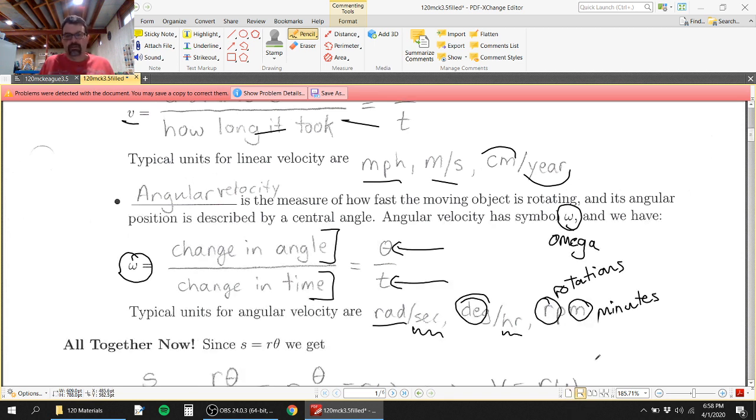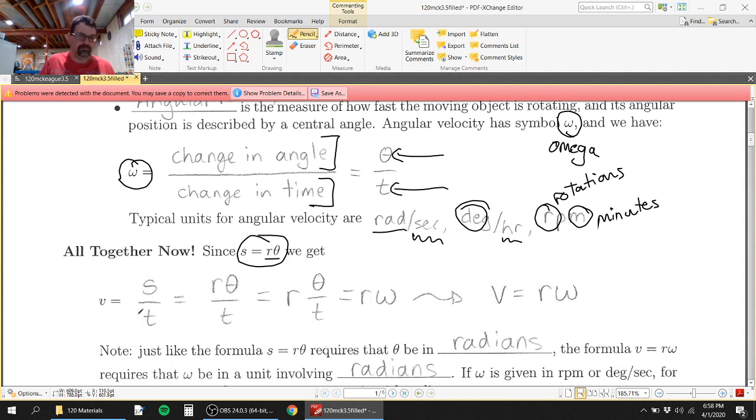Okay. Now, these are separate ideas or separate notions of velocity, but they actually connect together quite nicely. Like we saw in 3.4, arc length is just radius times the angle it goes with in radians. All right, and because those two are related like that, we get a nice little sequence here. So like we said up above, V is S over T. So we'll replace the S with R times theta, right there.